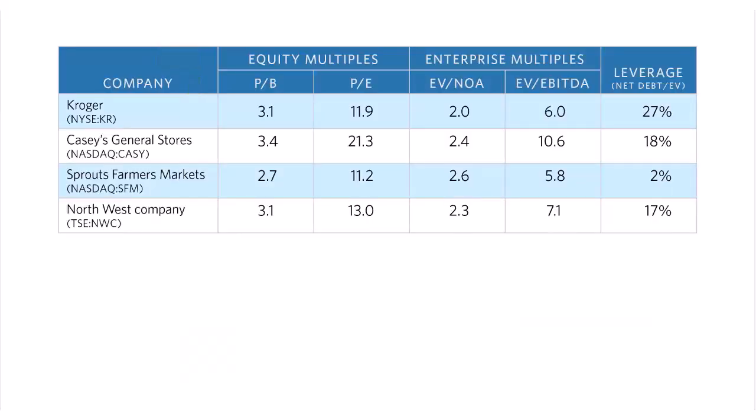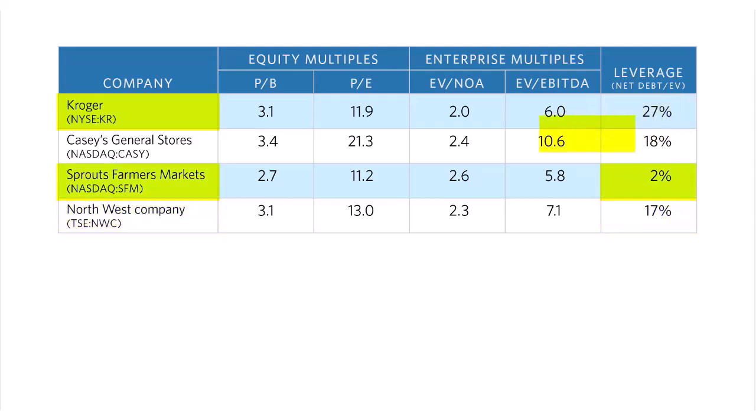Before wrapping up the video, let's look at some examples from grocery stores. Casey's General Stores and Northwest have similar leverage, and the differences between their enterprise multiples carry over to their equity multiples. In contrast, we see that Kroger and Northwest have price-to-book ratios of about 3. However, Northwest has a noticeably higher enterprise value to net operating asset ratio. In this case, Kroger has a similar price-to-book ratio because of its high leverage.